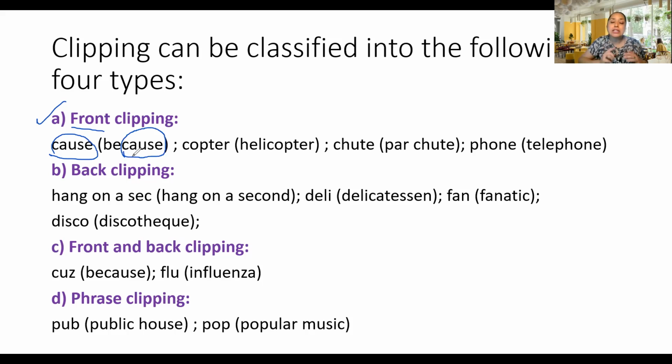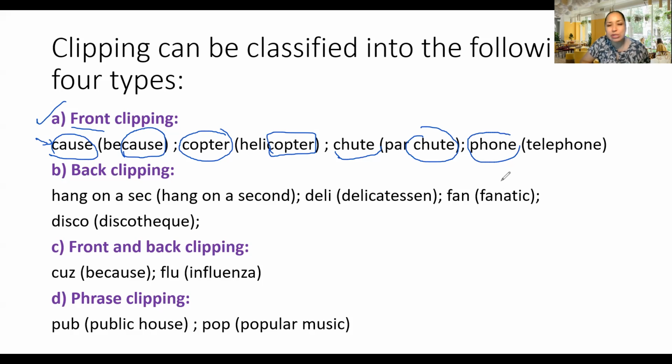But it's not talking about a cause of why a problem happened or when you have an effect. No, it's talking about the word because. So it's not a different word. It's actually a clip of the word because. Then you could also say something like copter for helicopter, and it's taking the front clip of the word, like chute for parachute. So it's only taking the last part of the word. That's why it's called front clipping.